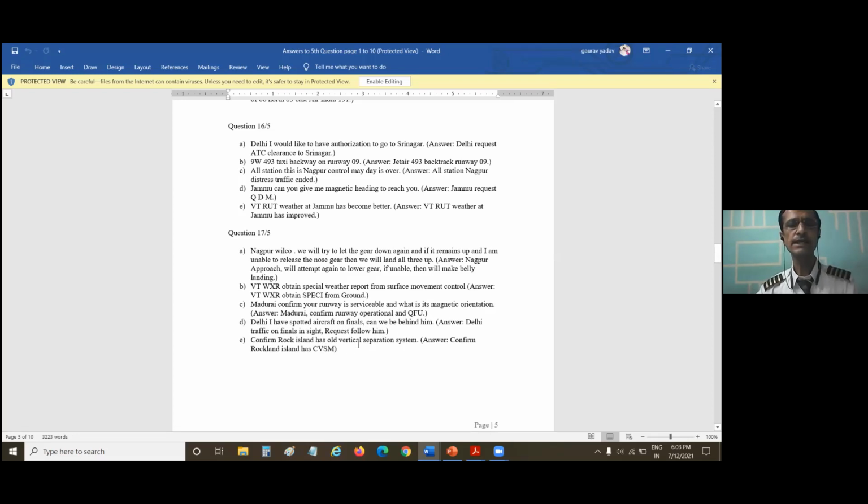Confirm Rock Island has old vertical separation system. He's asking a question. Rock Island is the name of some place in some foreign country, not in India. So this aircraft is asking somebody, confirm Rock Island has CVSM. See, we studied RVSM, that is reduced vertical separation minima. He's telling, confirm Rock Island has CVSM.